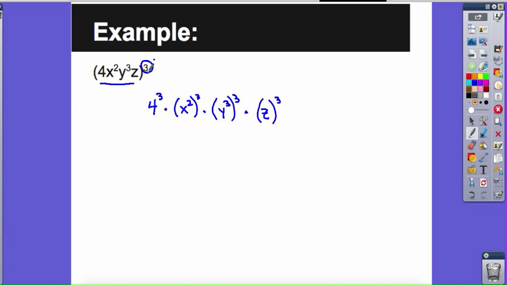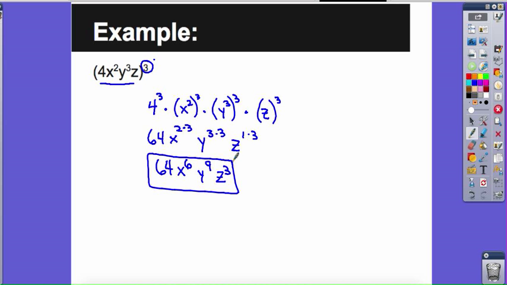And so now I can continue. 4 to the third power, I'm just simplifying each of these terms here individually. And so 4 to the third is 4 times 4, which is 16. And another 4 times that is 64. And now I'm going to follow my power to a power rule. So I'd be taking 2 times 3, and y to the 3 times 3, and z to the 1 times 3. And my last step then would just be to multiply those exponents. So 64x to the 6th, y to the 9th, z to the 3rd. And we have simplified.